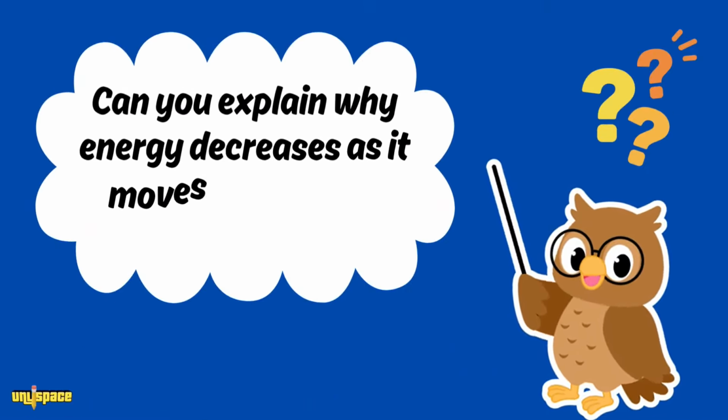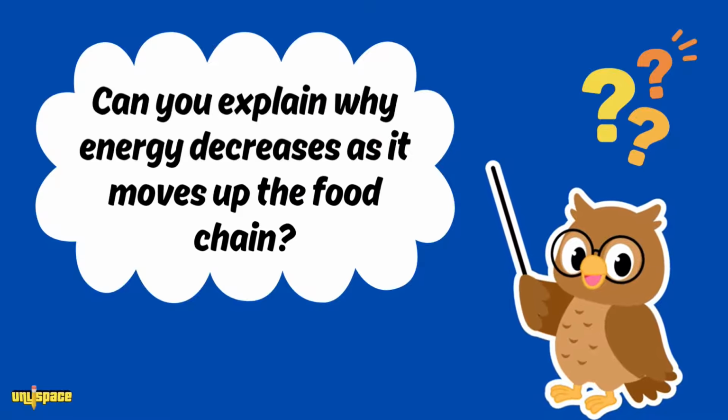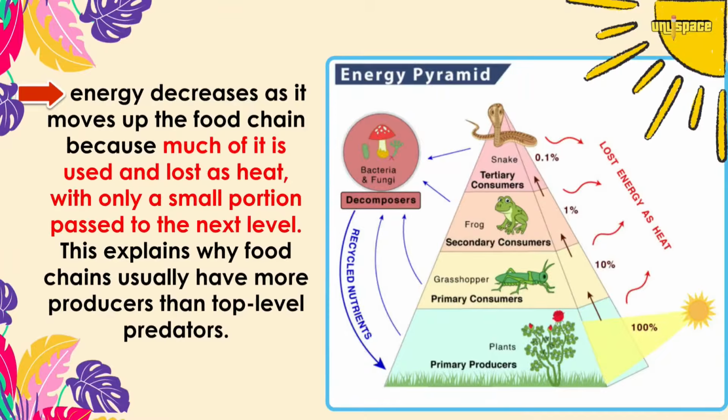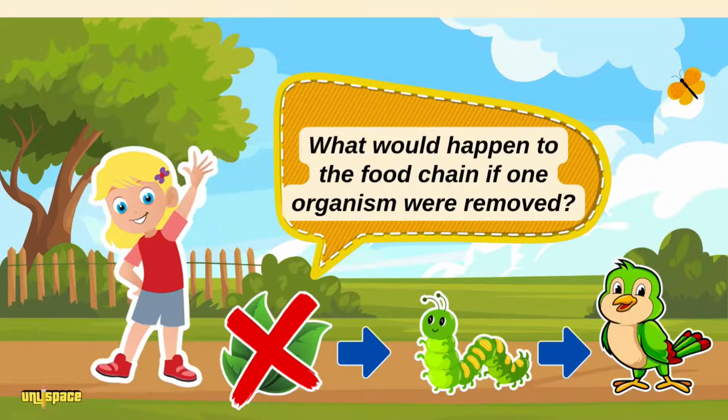Can you explain why energy decreases as it moves up the food chain? Energy decreases as it moves up the food chain because much of it is used and lost as heat, with only a small portion passed to the next level. This explains why food chains usually have more producers than top-level predators.